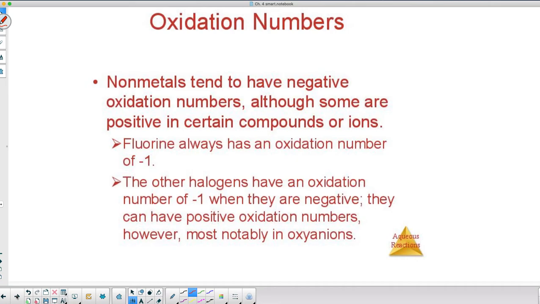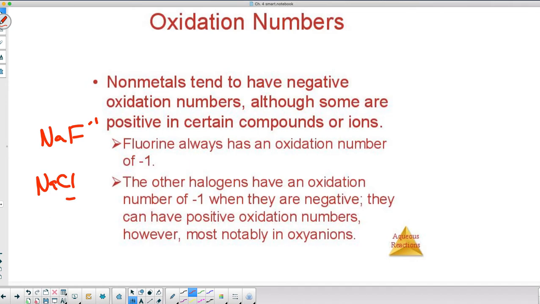Nonmetals tend to have negative oxidation numbers, although some are positive in certain compounds or ions. We'll talk about that. Here's one thing that we always know. If you see anything that has fluorine in it, it's always a -1. Fluorine can't be anything else because it's the most electronegative element there is. So it pulls electrons in, so it must be the -1. The other halogens, though, can have positive oxidation numbers. They're a -1 just like you saw in sodium fluoride, in this case sodium chloride, which is another halide, whatever you want to call it, either of those two names works.